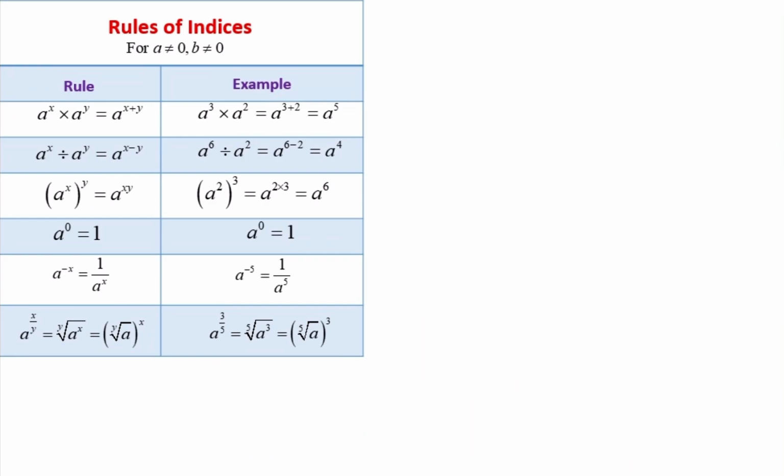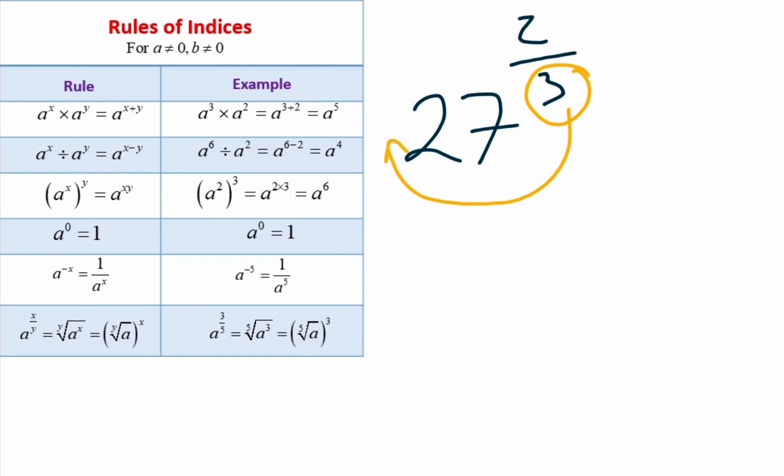Let's try another one. I'll give you a nice one to actually do. Let's do 27 to the power of 2/3. Watch what happens here. We're going to take the denominator and we're going to bring it to the outside. It's okay in the exam if you draw these arrows as well. It helps us. So the 3 goes on the outside.